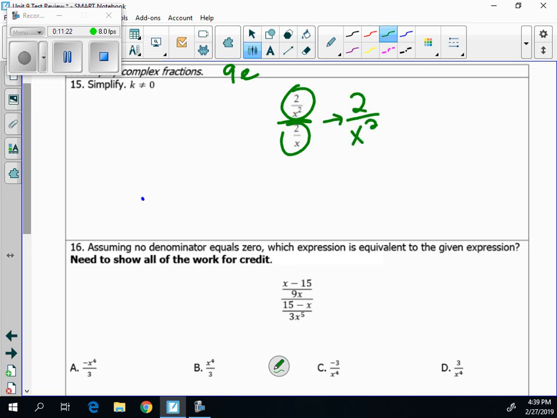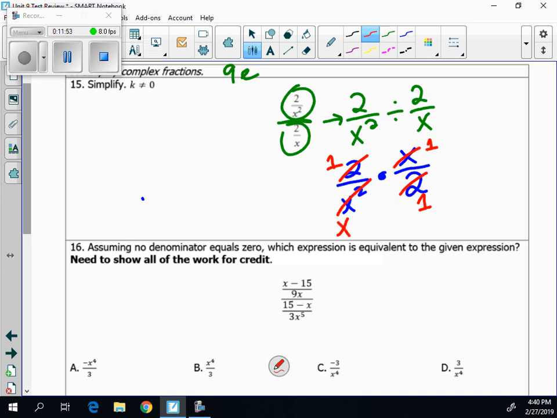Then you can see that you can keep, change, flip. So keep that first fraction the way it is, make it a division and flip the second fraction, making the denominator the numerator. And now let's see what we can simplify. Well, there's nothing to factor. No numerator or denominator we can factor. We have 2 over 2 reduces to 1 over 1. X over x squared reduces to 1 in the numerator and an x in the denominator. Leaving us with 1 times 1 in the numerator and x times 1 in the denominator, 1 over x.